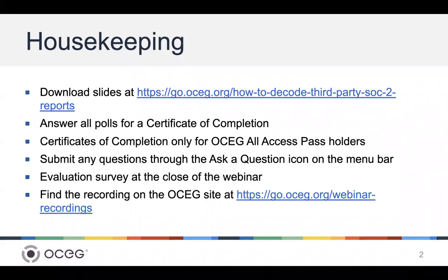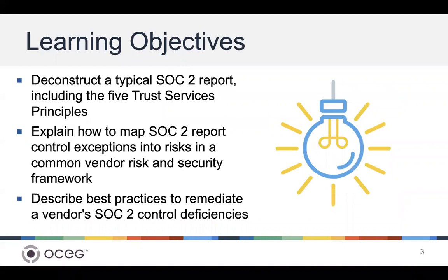So today we will address the following learning objectives. We will learn how to deconstruct a typical SOC 2 report, including the 5 trust services principles, explain how to map SOC 2 report control exceptions into risks in a common vendor risk and security framework, describe best practices to remediate a vendor's SOC 2 control deficiencies, and determine how to create an agile, integrated, and tech-driven compliance program.